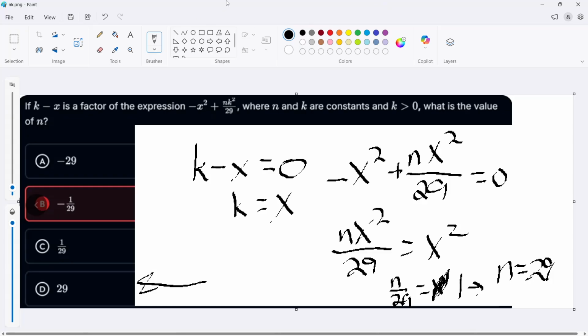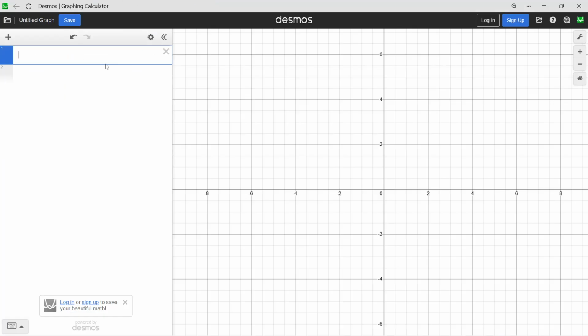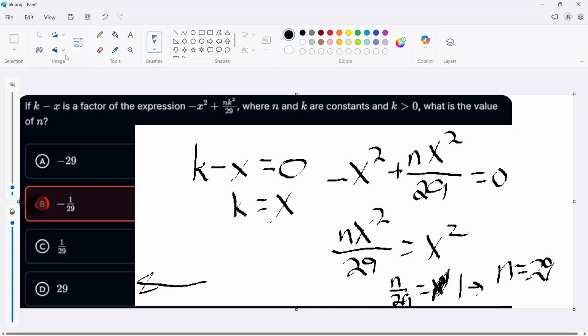Okay, another way I could do this is I'd still have to recognize that k minus x equals 0 and k equals x. But then I can do this on Desmos. And watch what I'm going to do. I'm going to set up this equation.